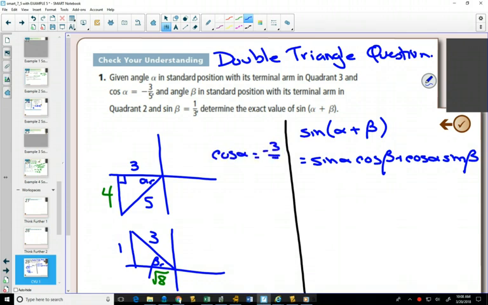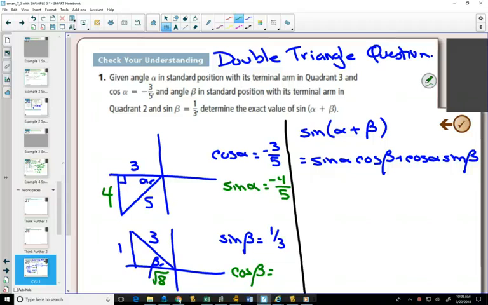From our two triangles, well, from the first triangle, we already knew that cos of alpha was -3/5. We now can look at our triangle and say, I know that sine of alpha, opposite over hypotenuse, is going to be -4/5, negative because it's in quadrant 3, and 4/5 because sine is opposite over hypotenuse. And similarly, we already knew that sine of beta was +1/3. We can now look at our triangle and say, I know cos of beta is -√8/3. Negative because it's in quadrant 2, √8/3 because cos is adjacent over hypotenuse.